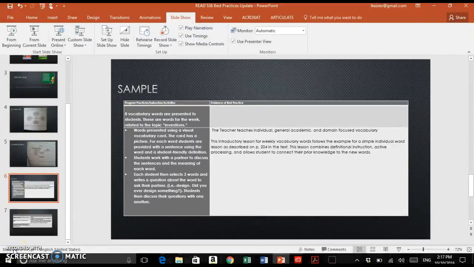Also make sure that you go on Titanium and look in the folder of all of the resources that I've provided for you and take a look at some of the student samples as well. I think you'll find them helpful.